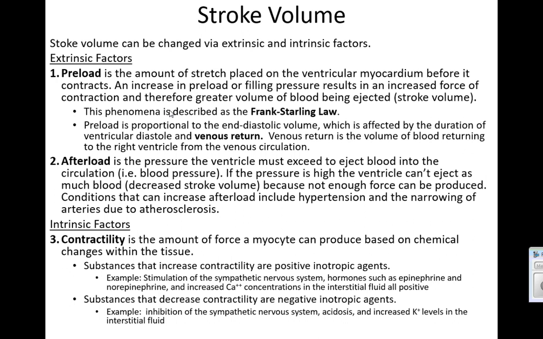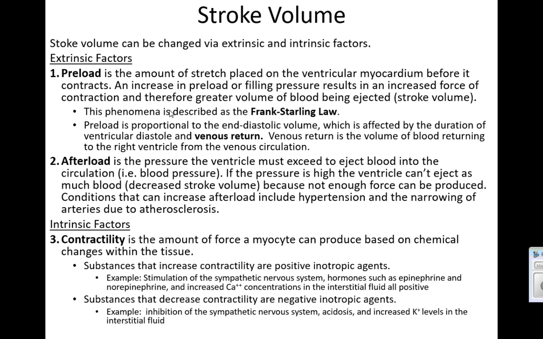Okay. This is the amount of pressure that the heart must exceed to eject blood. If it's high, the heart can't pump out as much blood. Okay. That's why hypertension or high blood pressure is dangerous. It can lead to bad things within the heart. Same thing for atherosclerosis, which we know is where the arteries get clogged full of plaque.